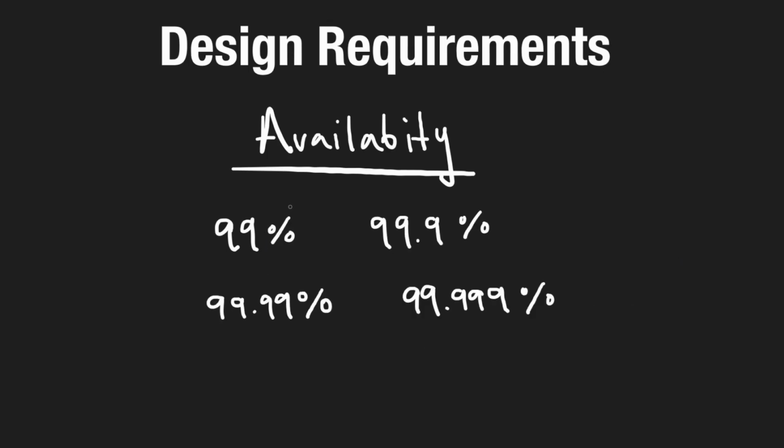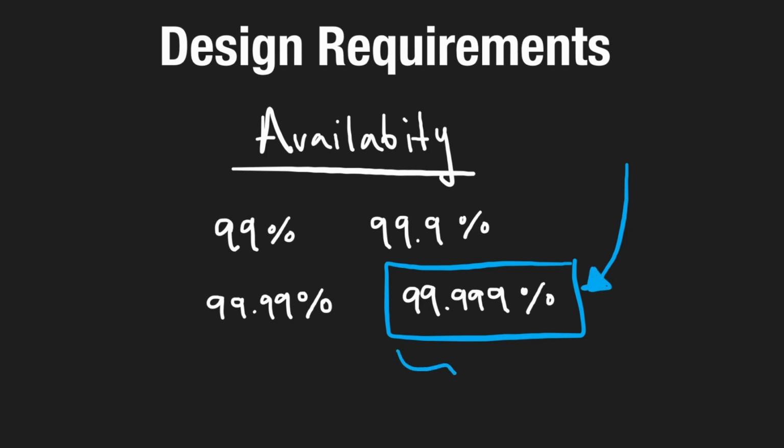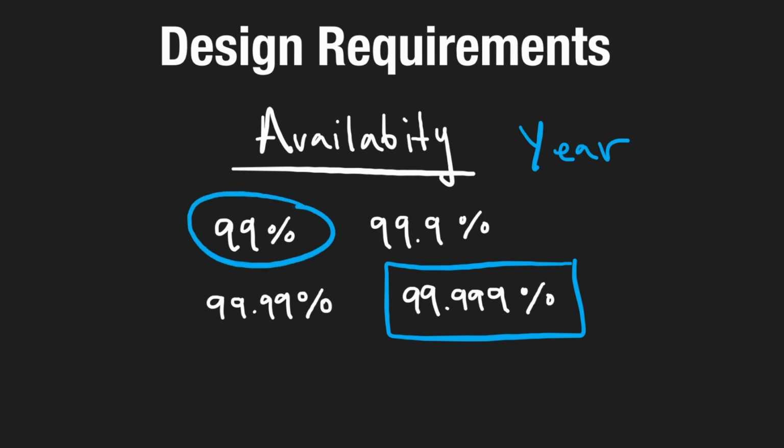Availability is measured in terms of nines. So 2 nines is 99%, 3 nines is 99.9, 4 nines is 99.99, and of course we have 5 nines as well. Usually it maxes out at 5 nines because this is very, very good availability. In terms of a year, 99% availability, we know there's 365 days in a year, so 1% downtime would mean that our service is up 99% of the time, but it would be down 3.65 days out of the year.